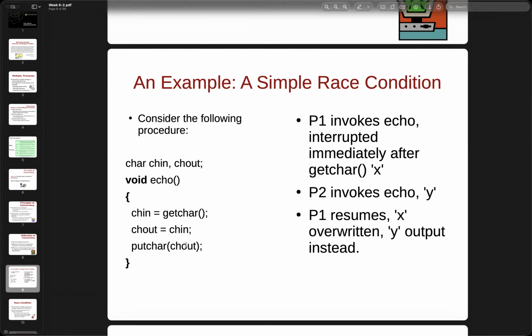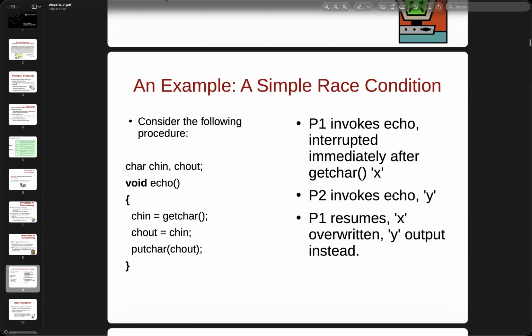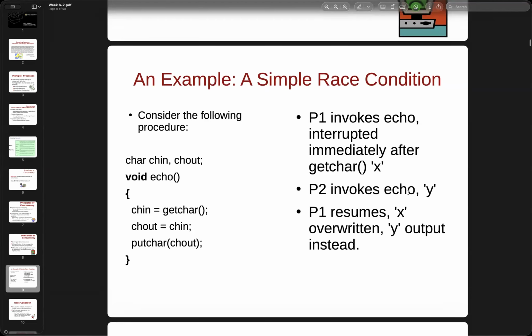If P1 invokes echo, and, if we remember the sample code we used with the fork function, we interrupt immediately after getchar, where the input is x. Then P2 invokes echo with input y. When P1 resumes, x is overwritten and y is output instead. So it may cause a lot of problems. It's called a race condition.